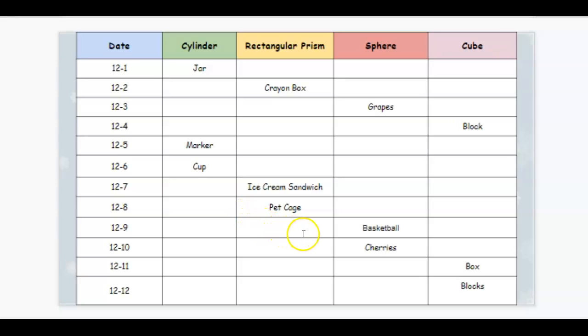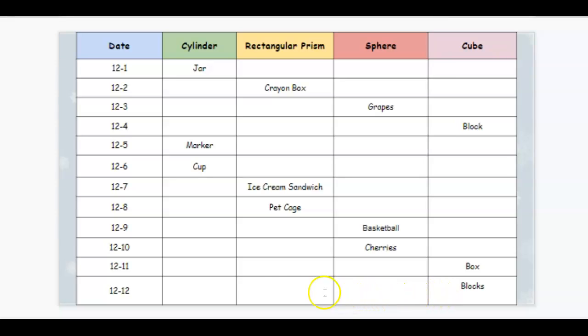The next day, we jumped over to a sphere when we saw a basketball. And then we had another sphere right after that when we saw the cherries. On December 11th, we had a cardboard box that was also a perfect cube. We knew it was a cube because all the faces were perfect squares. And then we saw some different blocks that were also cubes.